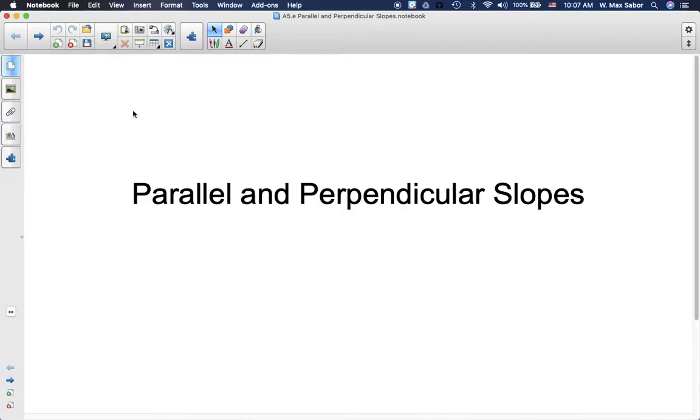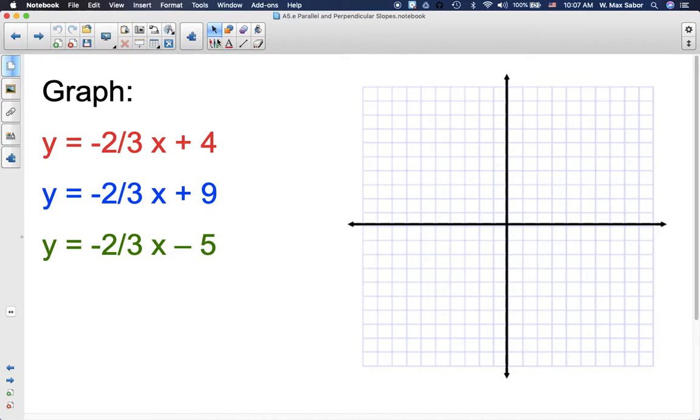Parallel and perpendicular slopes. If we were to graph all these lines, this one has a y-intercept of 4, and the slope is negative 2 over 3. So negative 2/3 goes down 2, right 3. If you're forgetting how to graph linear equations, go back to slope-intercept form.